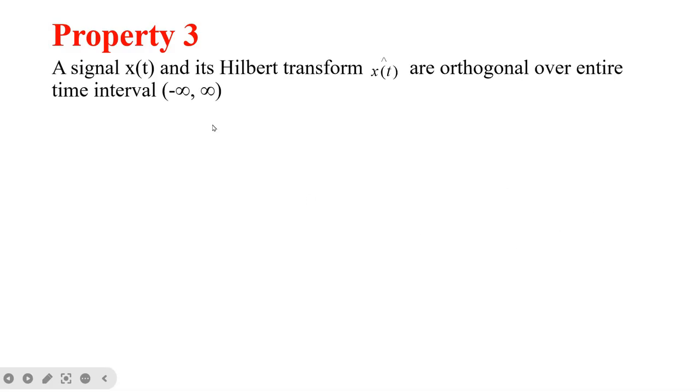Now we'll see the third property. It states that a signal x of t and its Hilbert transform x cap of t are orthogonal over the entire time interval minus infinity to plus infinity, which means that integration from minus infinity to plus infinity of x of t into x cap of t dt is equal to 0. That is, x of t and x cap of t are orthogonal, and if we integrate over the time interval minus infinity to plus infinity, we get the value as 0.